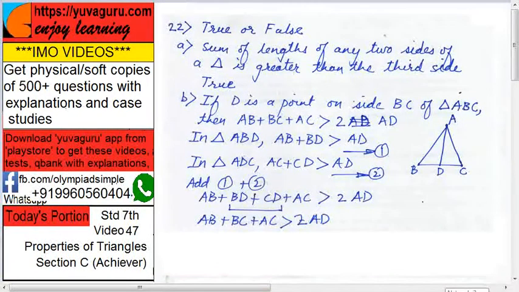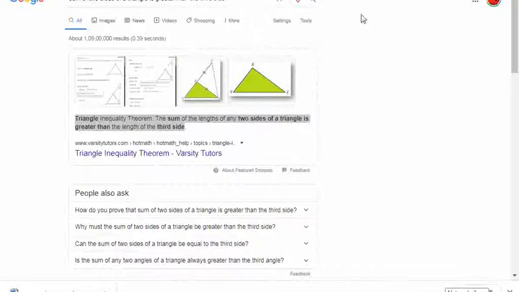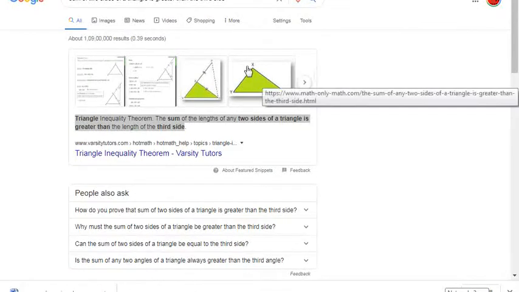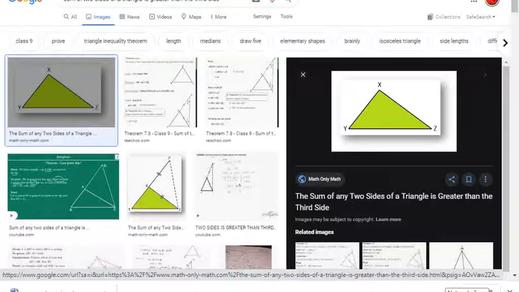Let's start. State true or false. Sum of lengths of any two sides of a triangle is greater than the third side. Is it true? Yes. This is known as the triangle inequality theorem. The sum of lengths of any two sides of a triangle is greater than the third side. It means if this is a triangle, then you add any two sides, it will definitely be greater than the third side.